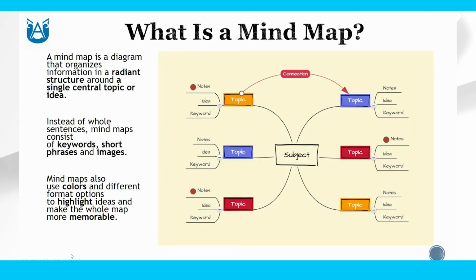A mind map is a diagram that organizes information in gradient structure around a single central topic or idea. Instead of whole sentences, mind maps consist of keywords, short phrases, and images. Mind maps also use colors and different format options to highlight ideas and make the whole map more memorable.